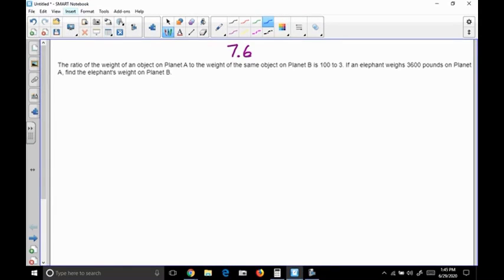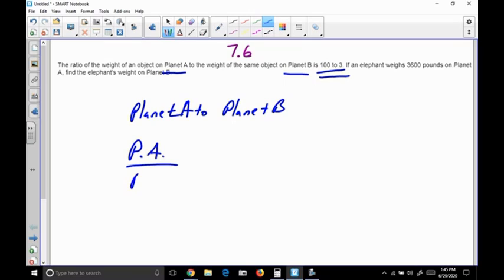So 7.6, we're looking at some applications to rational equations. In this one, they tell us that the ratio of weight of an object on planet A to that on planet B is 100 to 3. So we have a ratio, planet A to planet B. That can be written as planet A over planet B. That's the ratio, and that ratio is 100 to 3, 100 over 3.